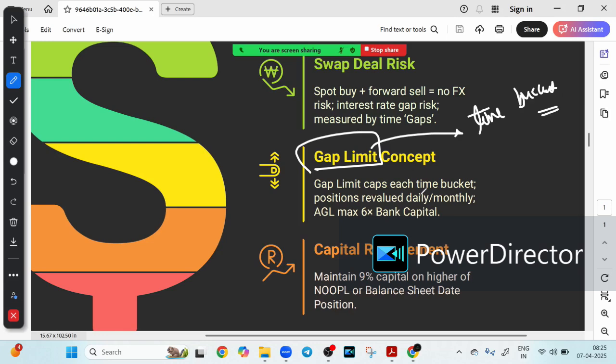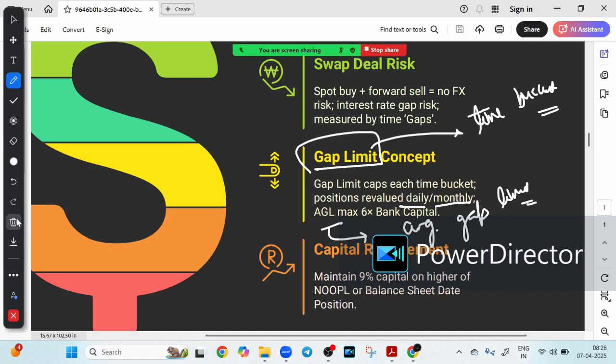So positions are revalued on a daily or monthly basis, and the bank must make sure that their AGL stays within a cap. What is the meaning of AGL? AGL means average gap limit. So their average gap limit stays within a cap, which is linked to their capital base. That is called the average gap limit, right? That is called the gap limit concept.